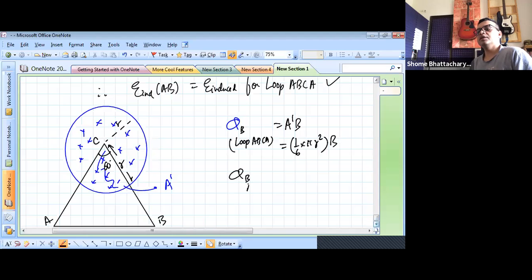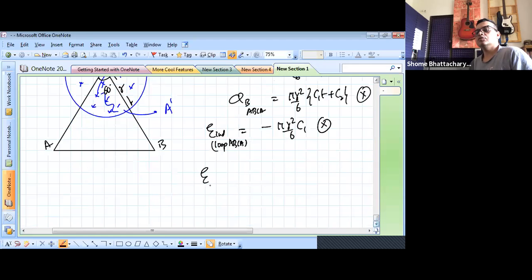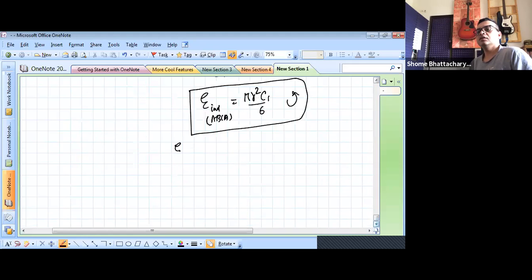So magnetic flux through loop ABCA will be pi r square by 6 into (C1 t plus C2). And the sense is into the plane. So induced EMF in loop ABCA will be minus of pi r square by 6 C1 into the plane. So minus means it will become anti-clockwise. So E induced for the loop ABCA will have a magnitude of pi r square C1 by 6, anti-clockwise. Now put this together with the information that you know earlier, that E for AC will be equal to E for CB, which will be 0. So E for AB will be E for the loop ABC.